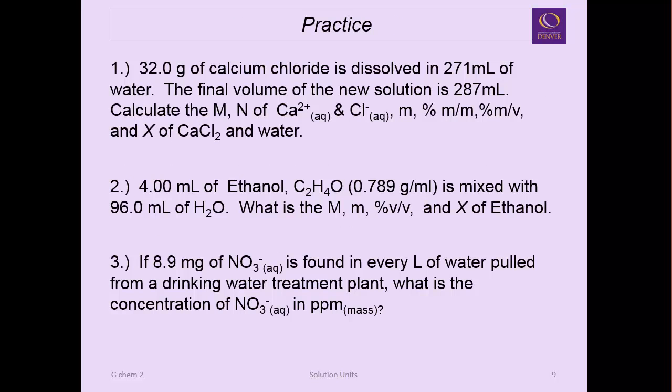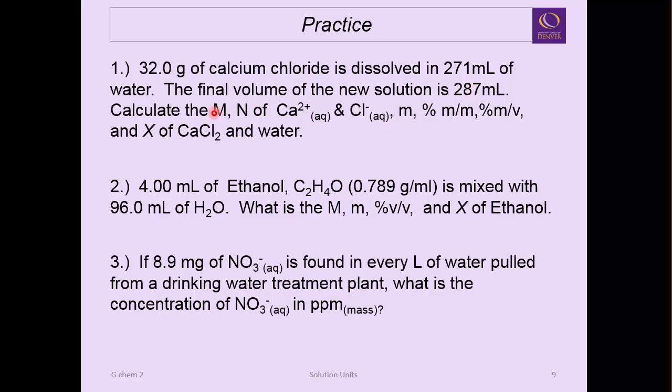So let's get down to some actual calculations so we can see this applied. If I had 32 grams of calcium chloride and I dissolved it in 271 mils of water, the calcium chloride would occupy some volume. So when it all comes together and you take the final volume, it's 287 mils total. So apparently 16 mils is what 32 grams of calcium chloride would occupy.